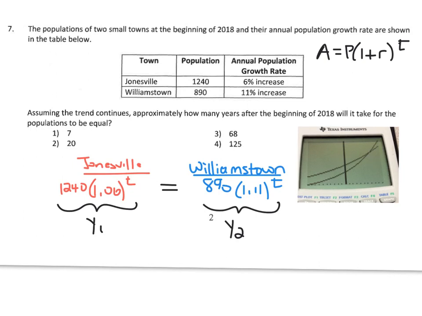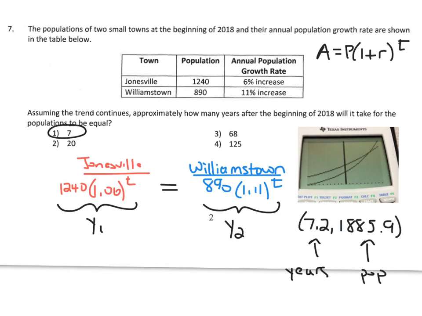All right, so it's approximately 7.2 and 1,885.9. Okay, now, if we look at what each of these represents, the t value or the x value is going to represent years, and the y value is going to represent the population. So really what we're looking for here is our t value. So that would round to 7 years.